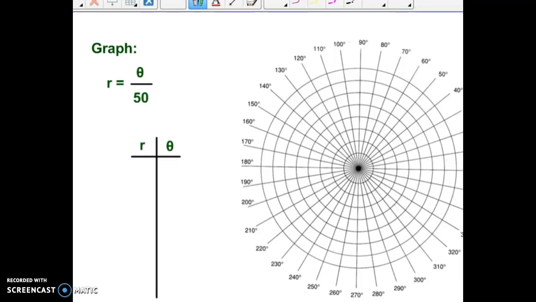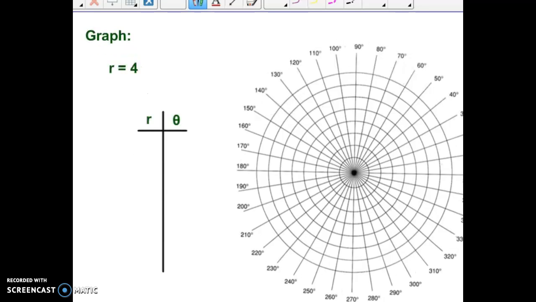Say I want to graph this one, r equals 4. It would be very, very similar. I would choose probably 0 and multiples of 20 to create my graph. If I want to graph r is 4, well, what is a good r value? Or should I choose theta? Let's start with theta. Say theta is 0. What's r? It's 4, because r is 4.